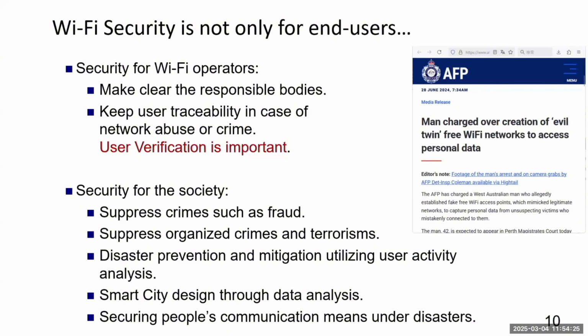And security for society is very important, and we need to suppress crimes such as fraud, and suppress organized crimes and terrorism, and support disaster prevention and mitigation utilizing user activity analysis. So in case of any natural disasters, Wi-Fi could be used to find people or analyze people's movement, or during urban design, city design, we may use Wi-Fi data as well.